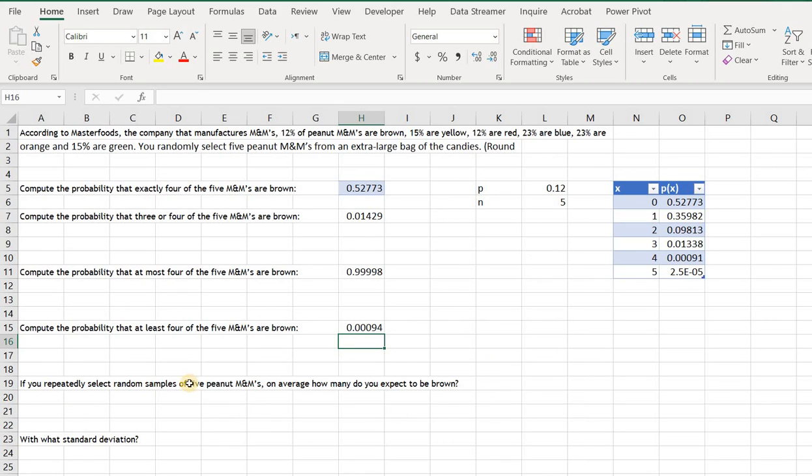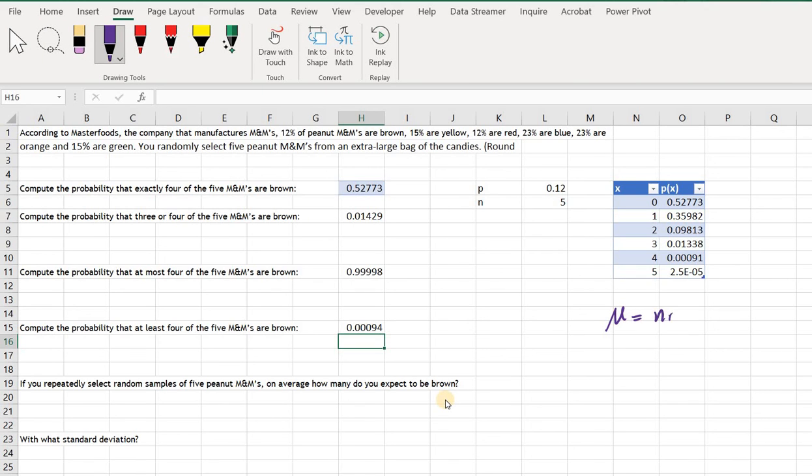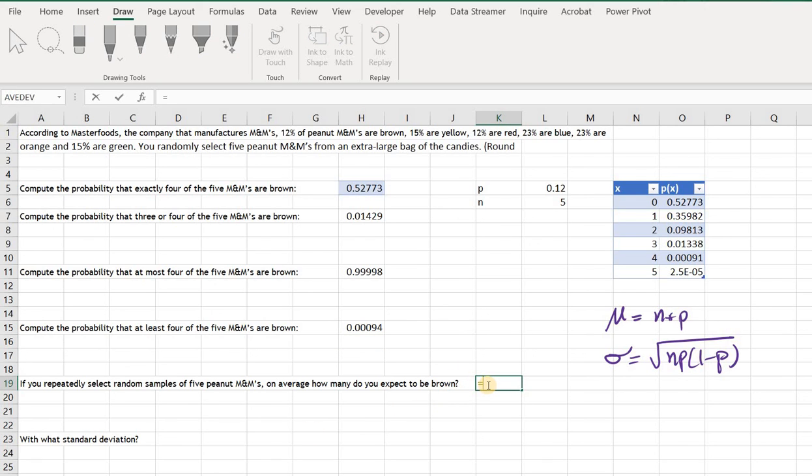If you repeatedly select a random sample of 5 peanut M&Ms, on average, how many do you expect to be brown? This is the same as saying, what is the expected value? We know that the expected value is the same as the mean, and the mean has a formula, which is n times p. And then what is the standard deviation? The standard deviation has a formula also when it comes to binomial distribution, which is the square root of n times p times 1 minus p. So I'm going to compute the mean here. n is 5 times p, which is the probability of success, 0.12.